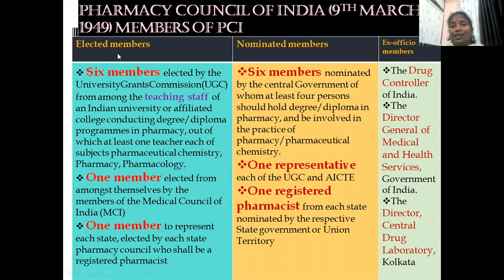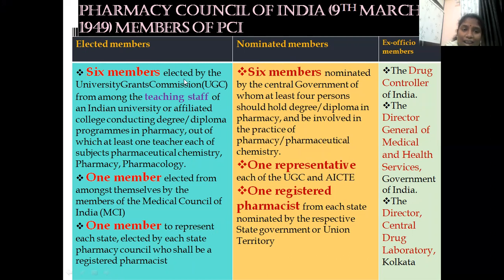Nominated members means voluntarily they will announce some members as nominated members. Ex officio members means those already experienced in some department, some pharmacy departments, such as the drug controller, the medical health services, or the central laboratory. Those who are experienced, who are retired people, their knowledge will be utilized. Those members we call ex officio members. So the elected members: there are 6 members.